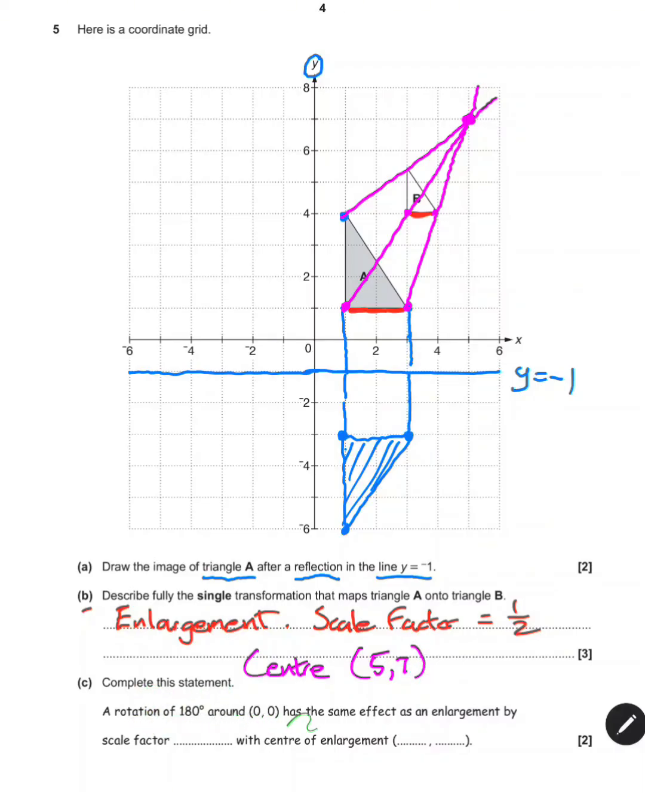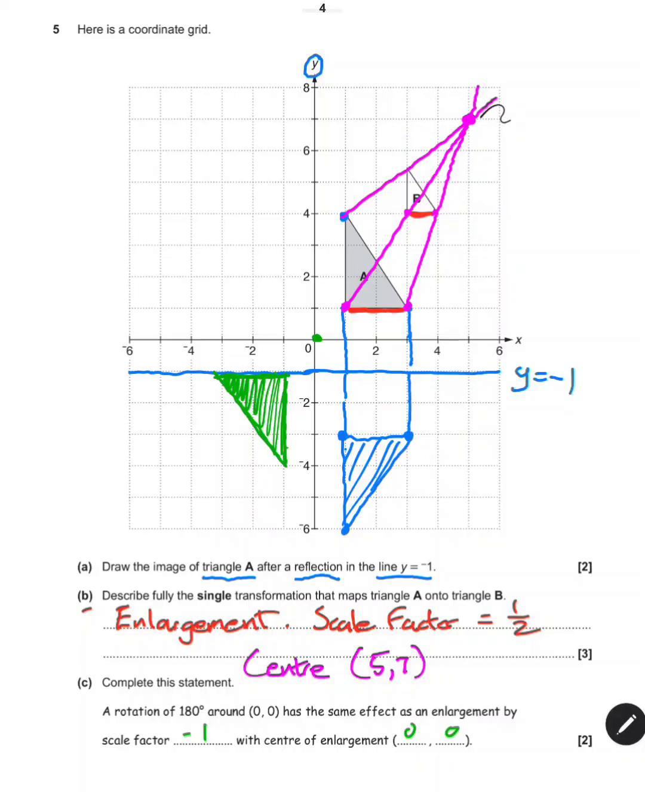Part C, complete this statement. A rotation of 180 degrees around 0, 0 has the same effect as an enlargement by... Well, if I did that on shape A, I'd get the following. And this is an enlargement through this centre, and the scale factor is -1.